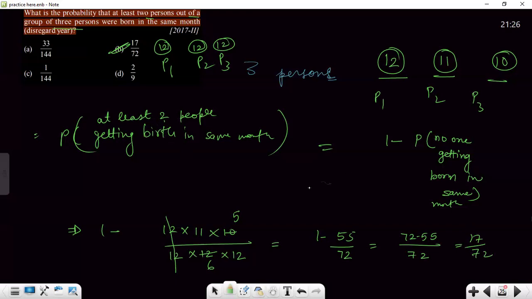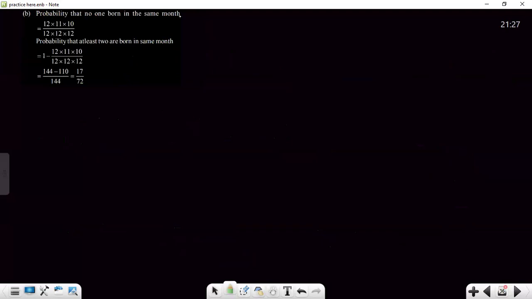Okay, so let's check. The probability that no one is born in the same month: the first person has 12 choices, and the other person has one choice subtracted, the month P1 was born in. So total 10 choices for the third person, and the total number of outcomes has no condition, just the total number of choices. So the probability of at least two persons being born in the same month will be 1 minus the probability of no person being born in the same month. Okay.